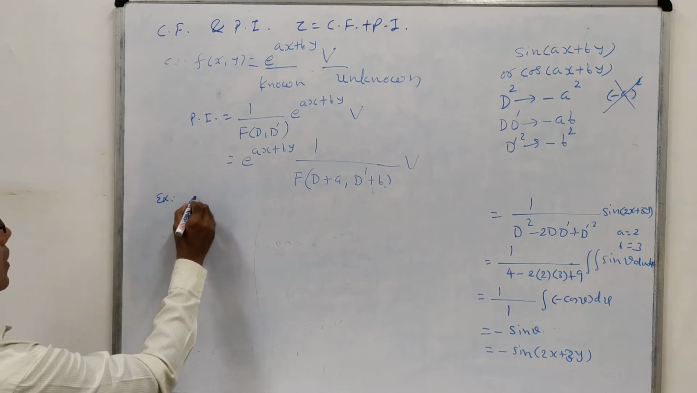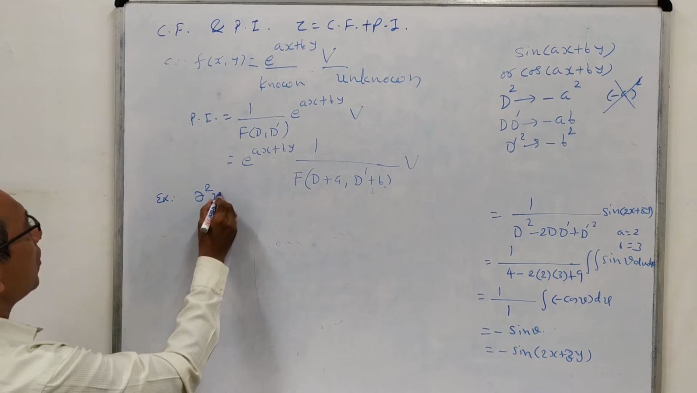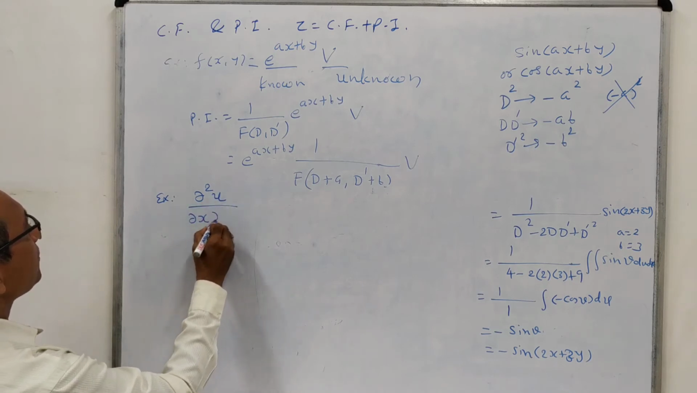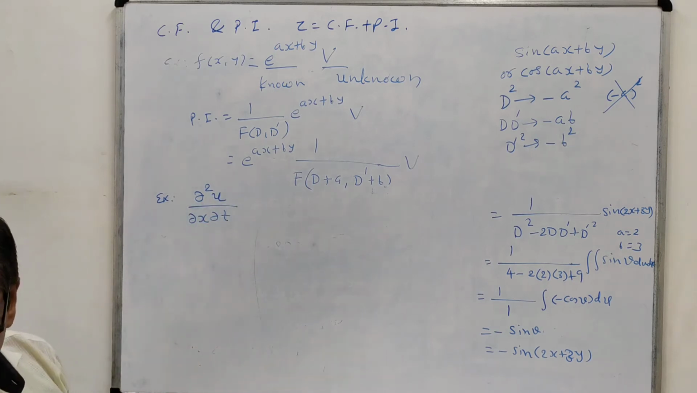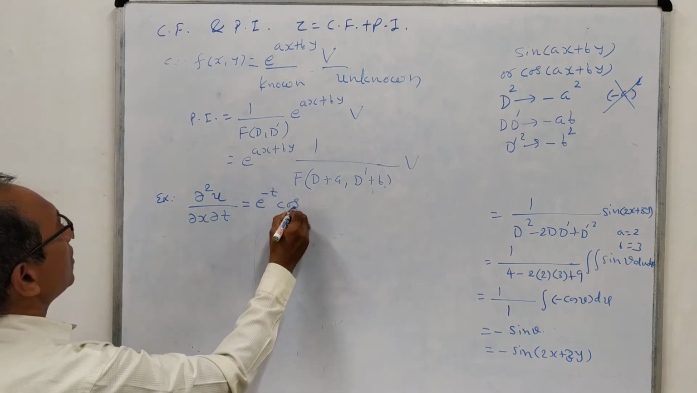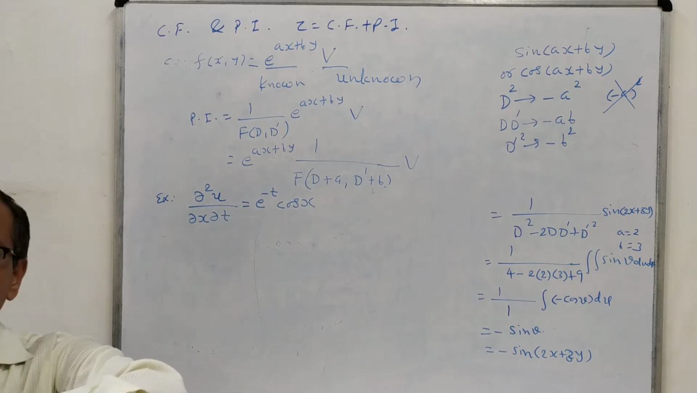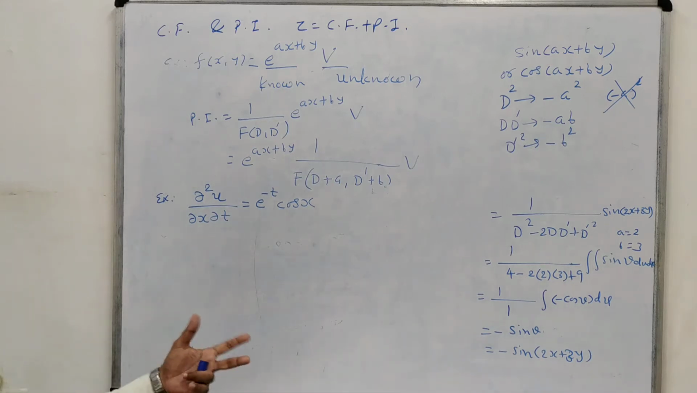Example: solve ∂²u/∂x∂t = e^(−t) cos x. So here you can see that instead of y, t is used. Wherever we are using y, we need to use t there.